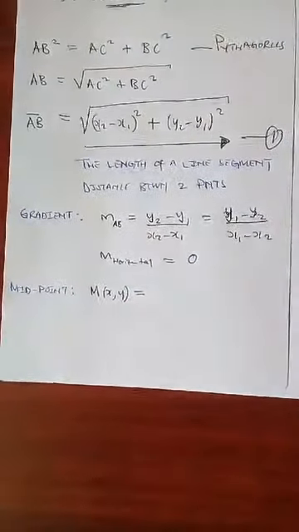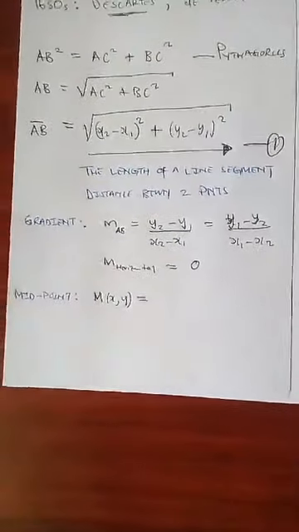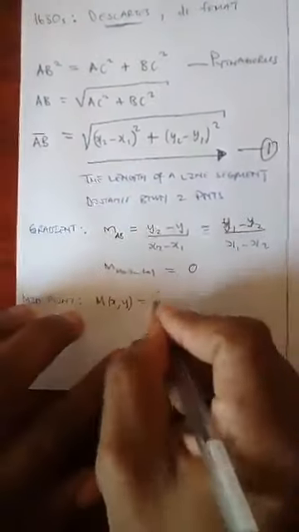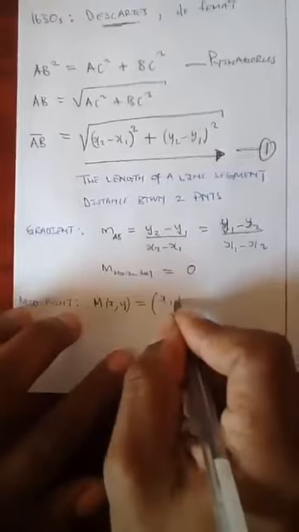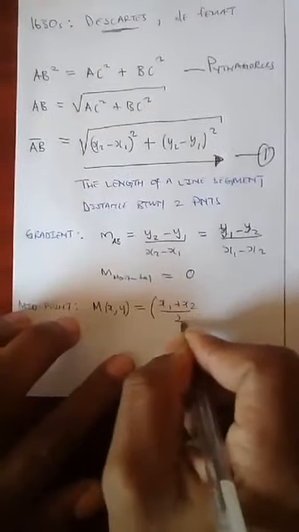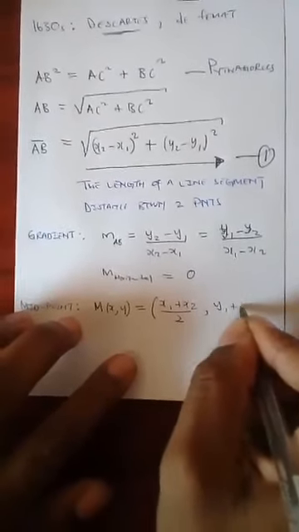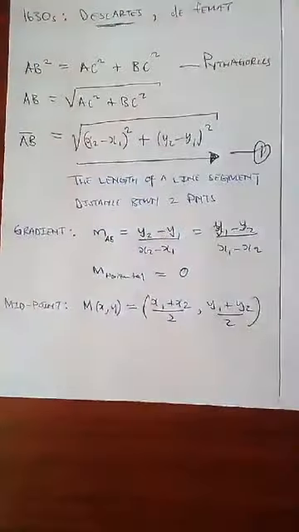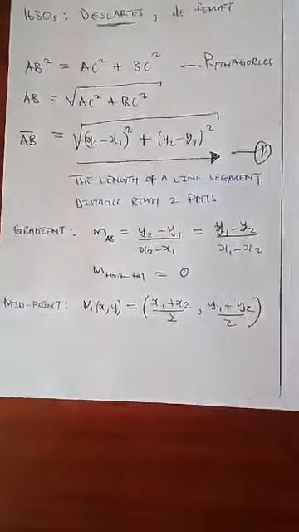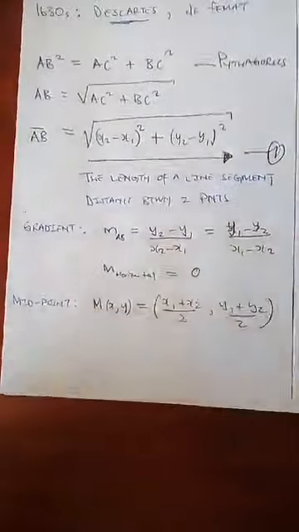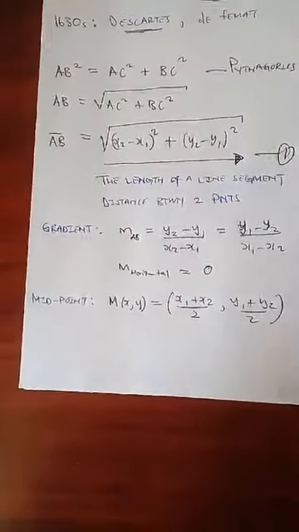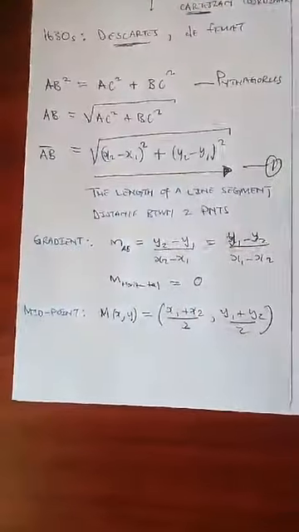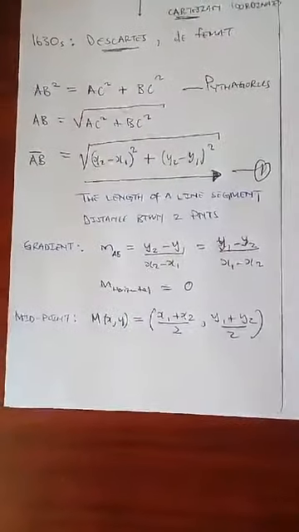And the midpoint of a line is given by the halfway points: x1 plus x2 all over 2, y1 plus y2 all over 2. So this is intuitive, this is self-explanatory. Midpoint means it's in the middle, and we take the halves of the sum of the coordinates.